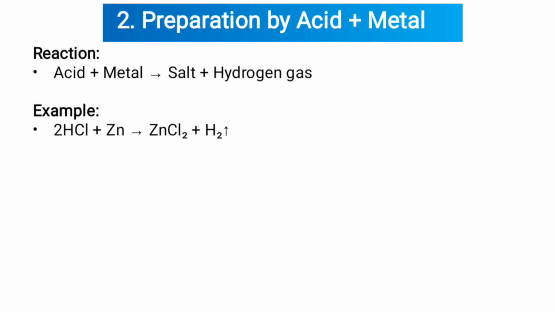The second method is preparation by acid plus metal. Reaction: acid plus metal gives salt plus hydrogen gas. Example, 2HCl plus Zn gives ZnCl2, zinc chloride, plus H2 gas.